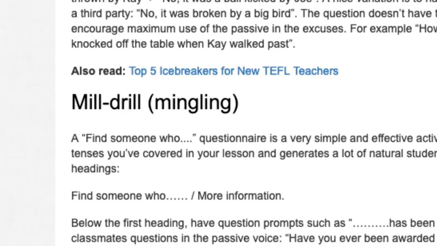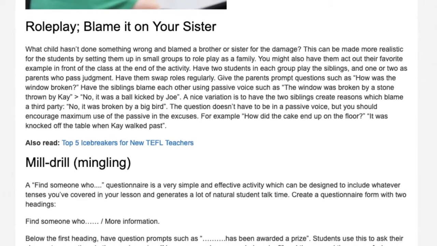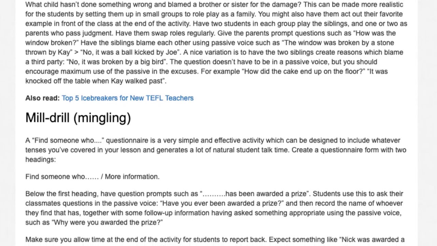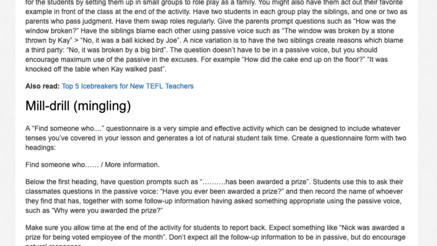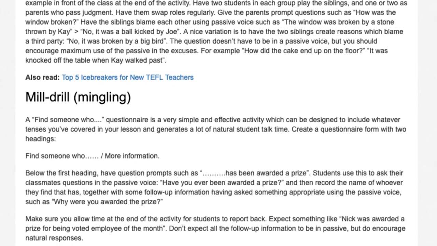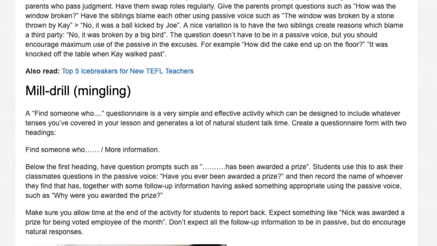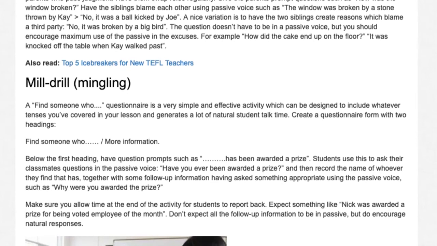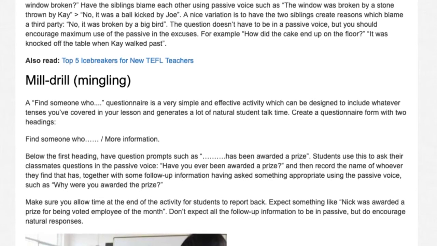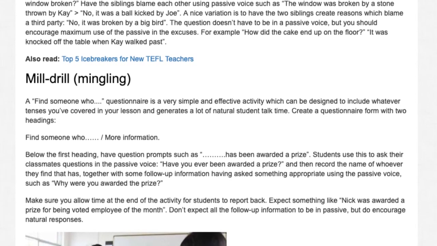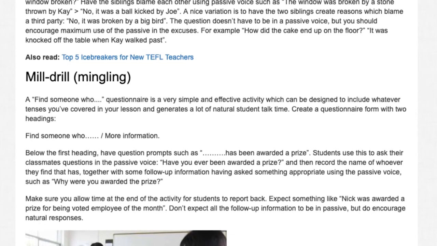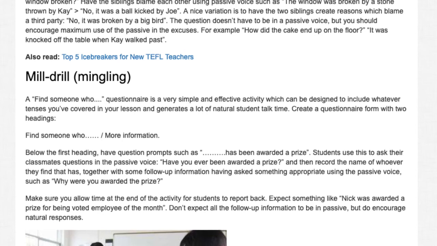Mill drill, mingling. A find someone who questionnaire is a very simple and effective activity which can be designed to include whatever tenses you've covered in your lesson and generates a lot of natural student talk time. Create a questionnaire form with 2 headings: Find someone who, and more information. Below the first heading, have question prompts such as "Has been awarded a prize?" Students use this to ask their classmates questions in the passive voice.